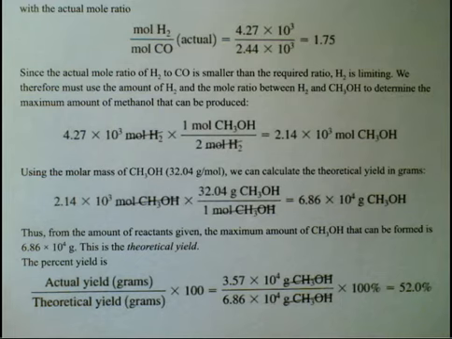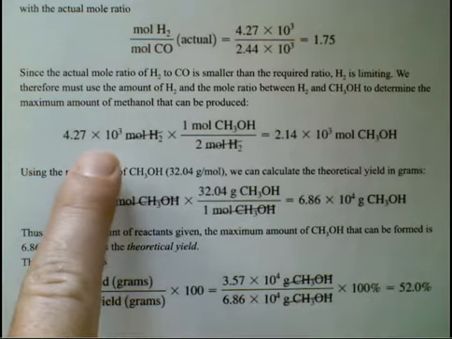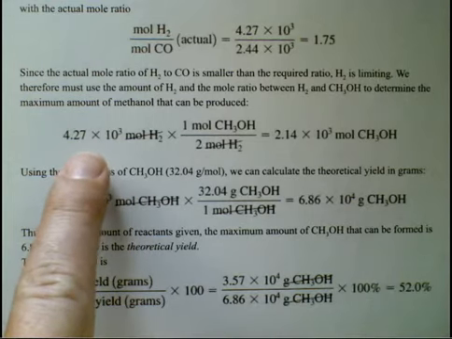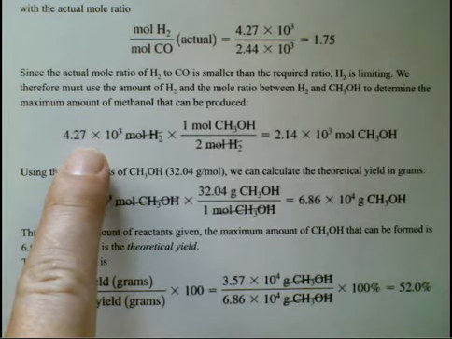So since the actual mole ratio of hydrogen to carbon monoxide is smaller than the required ratio, that means that hydrogen is limiting. We therefore must use the amount of H2 because it's limiting and the mole ratio between hydrogen and methanol to determine the maximum amount of methanol that can be produced. So we take our amount of hydrogen that's actually being consumed, right? All of the limiting reactant reacts, it's being consumed, it's going away.